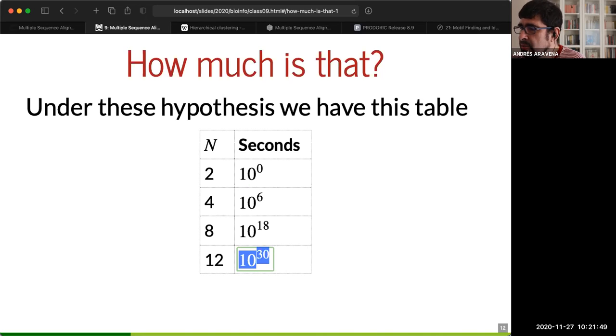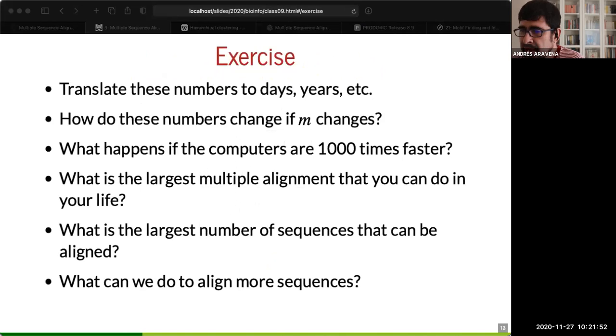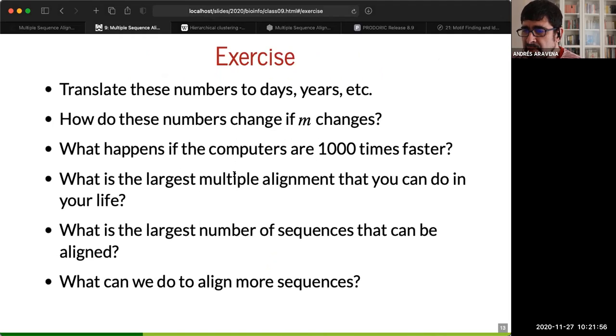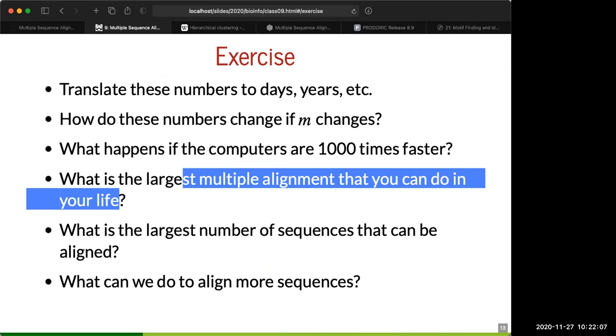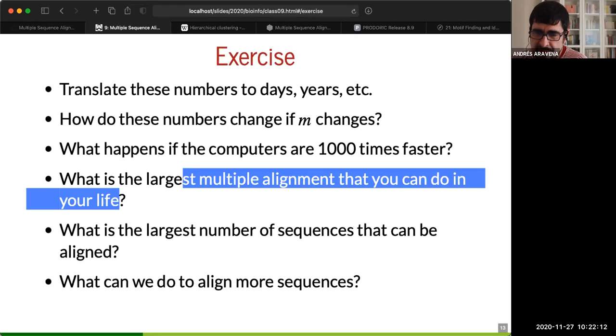So that is why my question was like this one. What is the largest multiple alignment that you can do in your life? So the question, how long will you live? Tell me, how long will you live? Approximately 65 years. Approximately, well, let's say 100 years. Let's be generous. It's not 10 years, it's not 1,000 years. It's more like 100. I'm thinking in powers of 10.